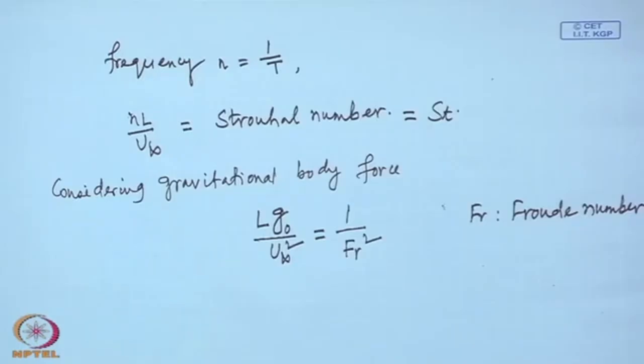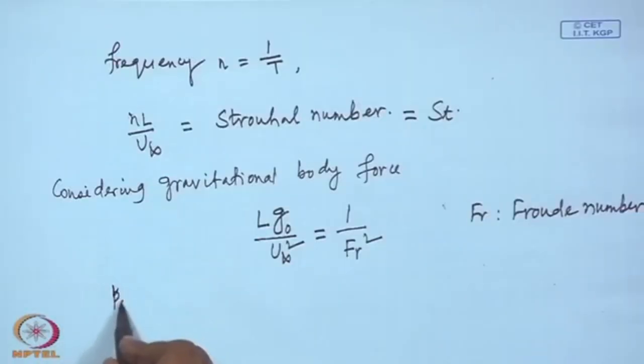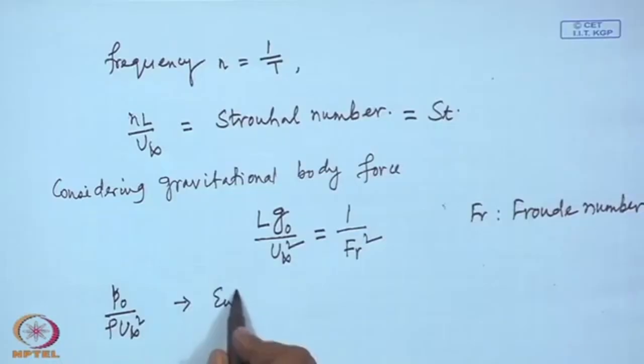So, if the Froude number is very small, then of course, the gravitational force must be included, while if the Froude number is very large, then the gravitational force can be neglected. The next non-dimensional parameter that comes associated with the pressure term, the reference pressure, is usually called the Euler number.